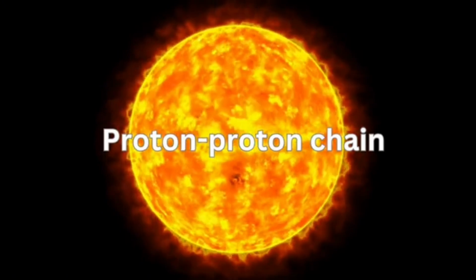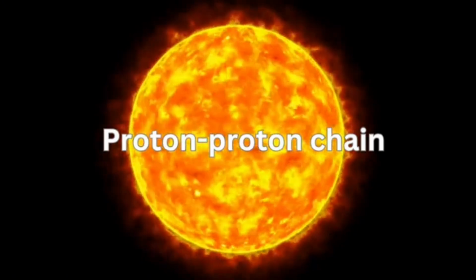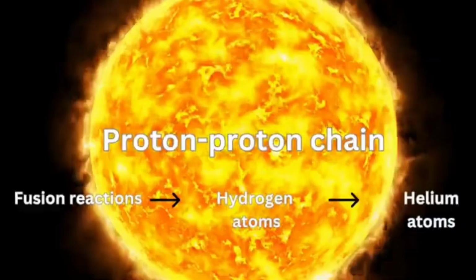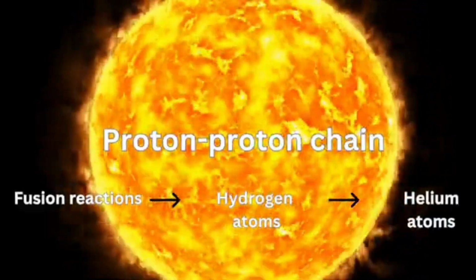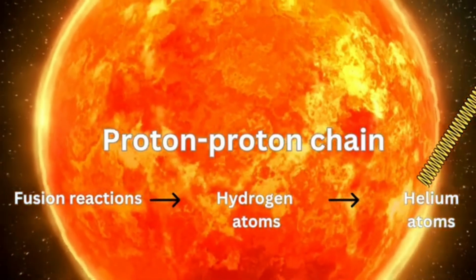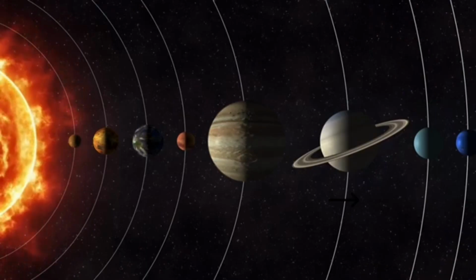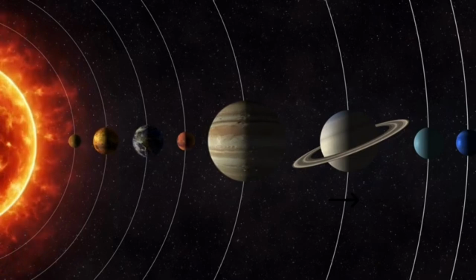The proton-proton chain, in its entirety, consists of a succession of fusion reactions that change hydrogen atoms into helium atoms, thus releasing energy in the form of gamma-ray photons and other particles. Our solar system receives heat and light from the Sun thanks to this amazing energy.